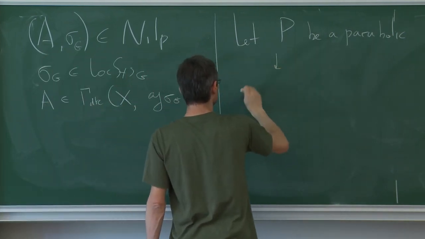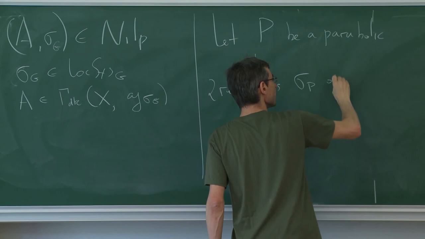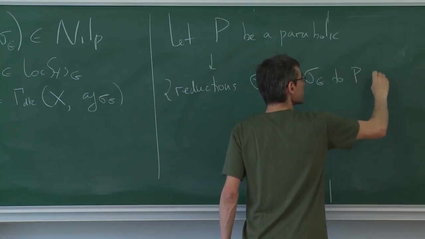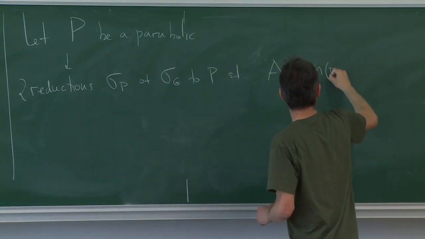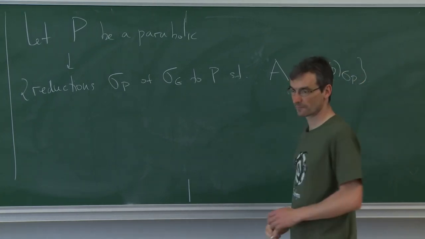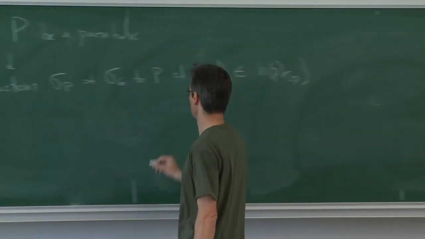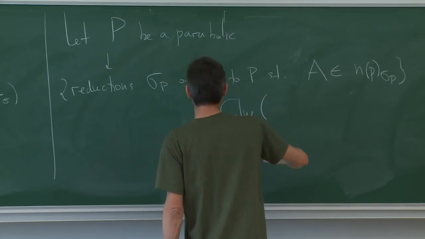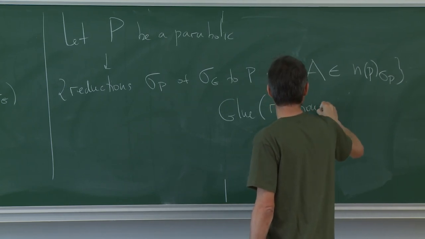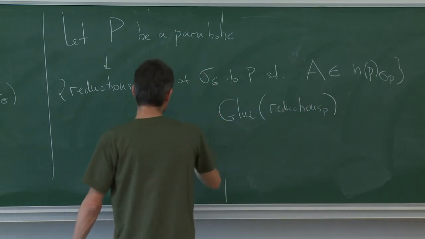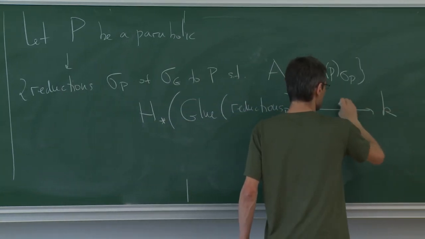To it, you attach the following scheme, which I called global Springer fiber. Consider the following things. It'll be reductions sigma p of sigma g to p such that this A belongs not just to the parabolic, it belongs to the unipotent radical. And so then you can form a homotopy type by gluing them. And the claim is that this homotopy type has homology, and now you glue in the.